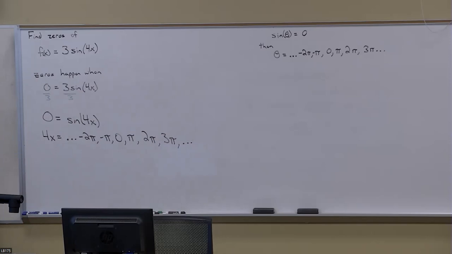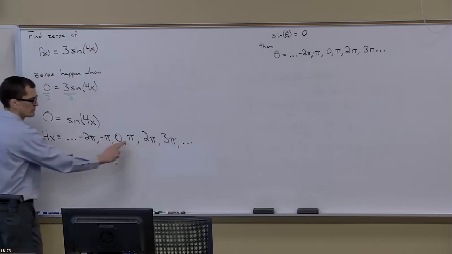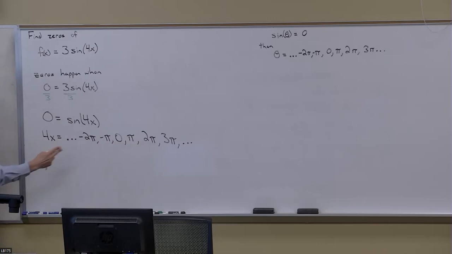And if we wanted to solve for x, what would we do? Well, we just divide all of my answers by 4. Like for instance, if I said 4x is equal to pi, what would you say x is? Pi over 4, right? If I said 4x is equal to 2 pi, how could I solve for x? It'd be 2 pi over 4. Does that make sense? So I just have to multiply everything by 1/4 or divide everything by 4.